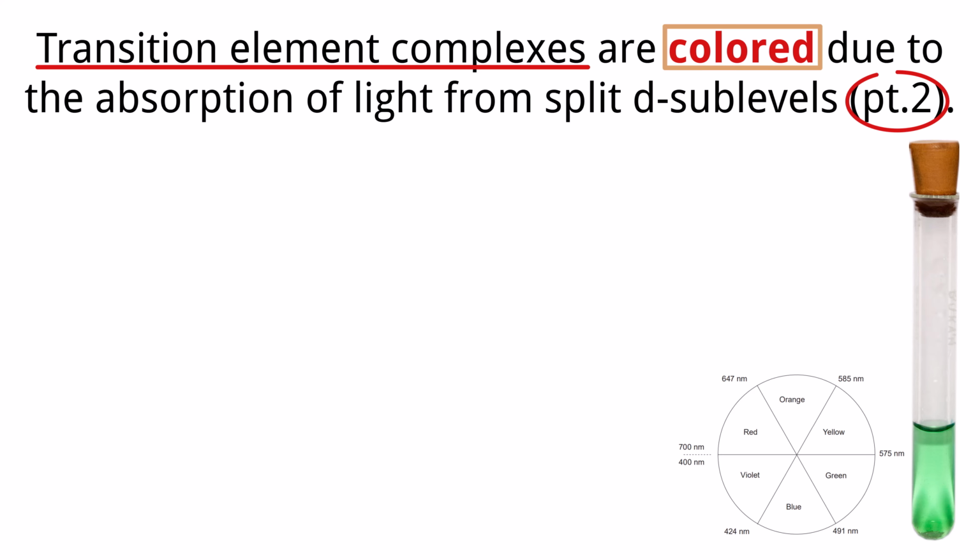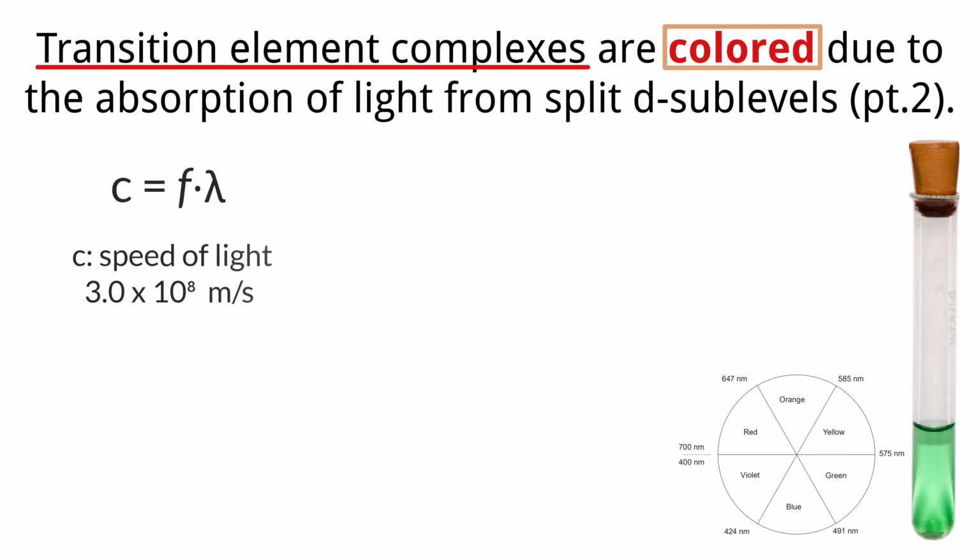The concept of the color wheel can be connected to the physical properties of the complex with 2 different equations, both of which we have already seen, but let's go over them again just as a refresher. The first equation is C equals F times lambda. C represents the speed of light in a vacuum, which is a constant value of approximately 3.0 times 10 to the 8th meters per second. F is the frequency of the wave, and lambda is the wavelength.